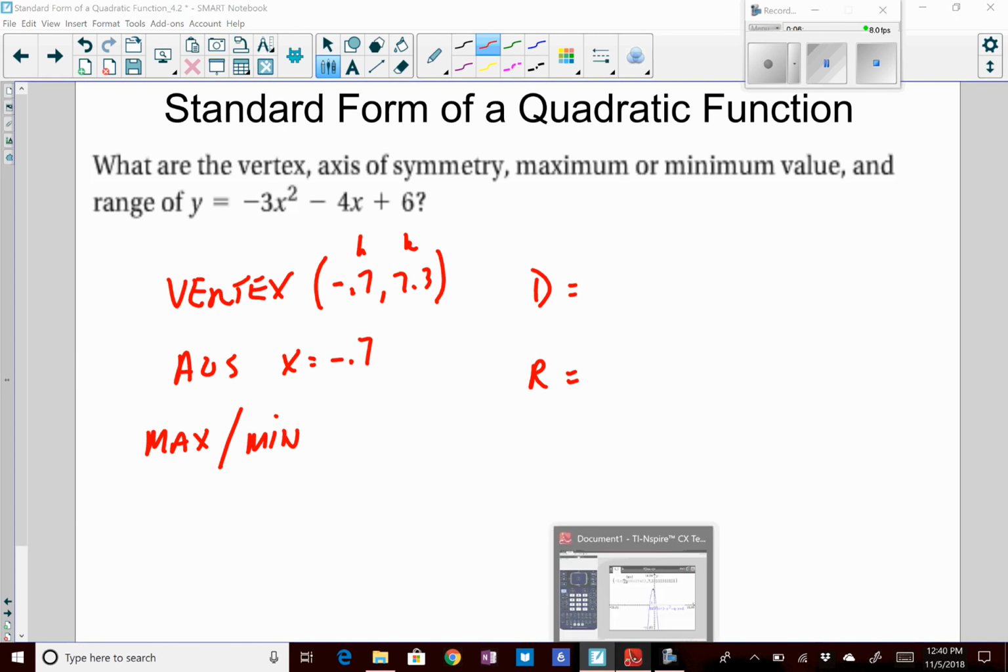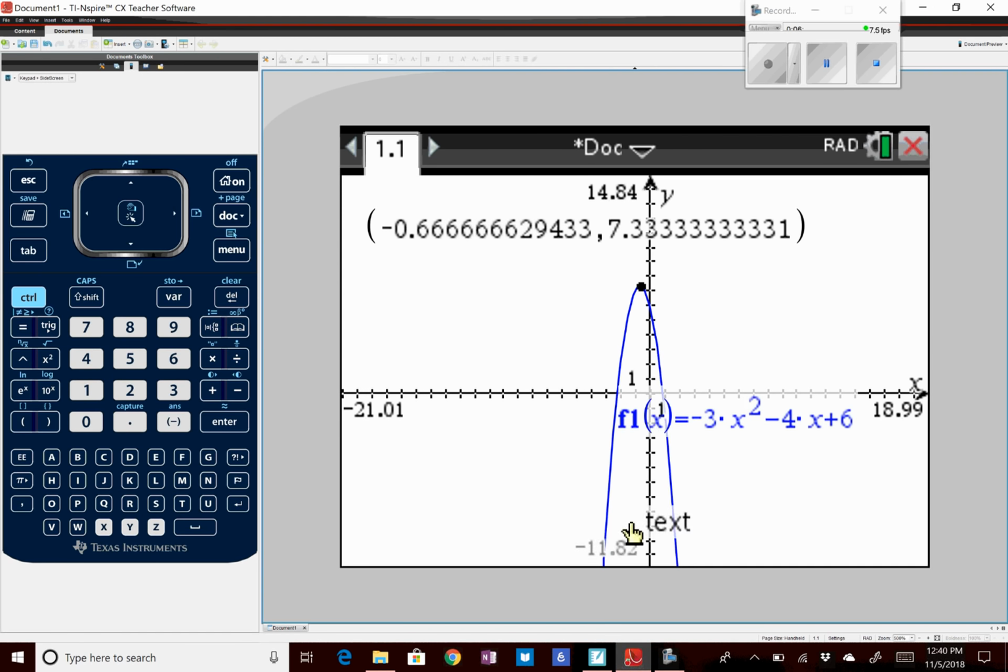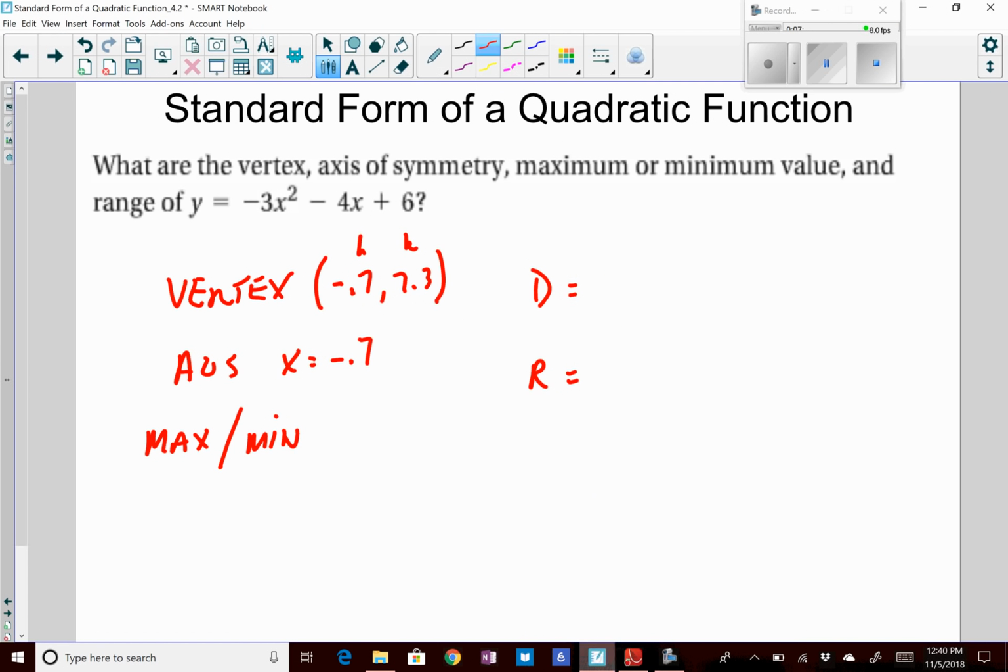Since, looking at the graph, we have an opening at the bottom and a vertex at the top, that makes this a maximum. This one will have a maximum, and the value will be k, which is 7.3. The domain, as always, is all real numbers. And the range, since this is a maximum, will be y is less than or equal to k. K again is 7.3, and we've got all the pieces that they're asking for.